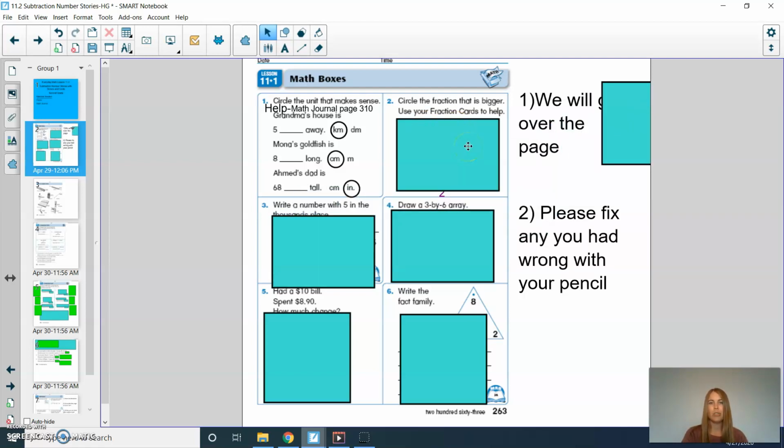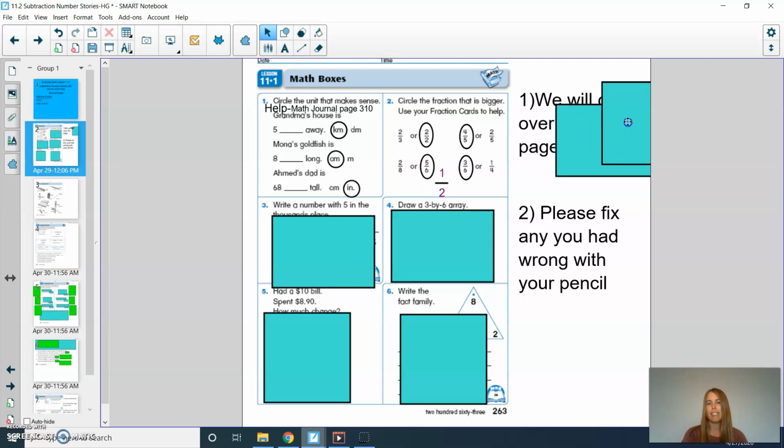For question number 2, circle the fraction that is bigger. Use your fraction cards to help. I also talked about that reference of a half. When I look at this first one, 2/3 or 2/2, I know that if I had 2 over 2, I would have the whole thing. So 2 over 2 would be more than just 2 out of 3.